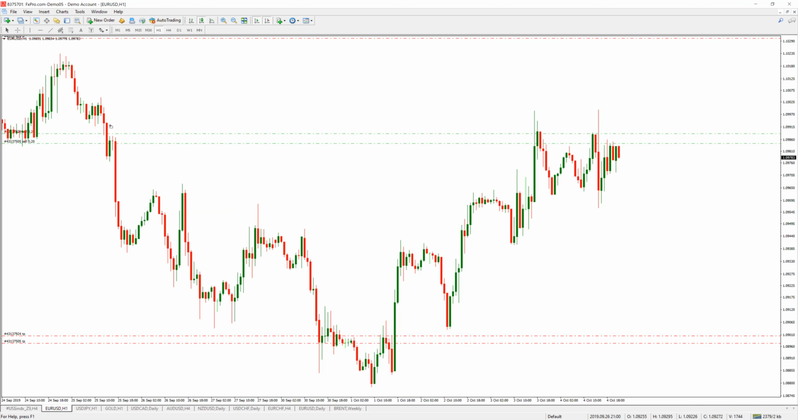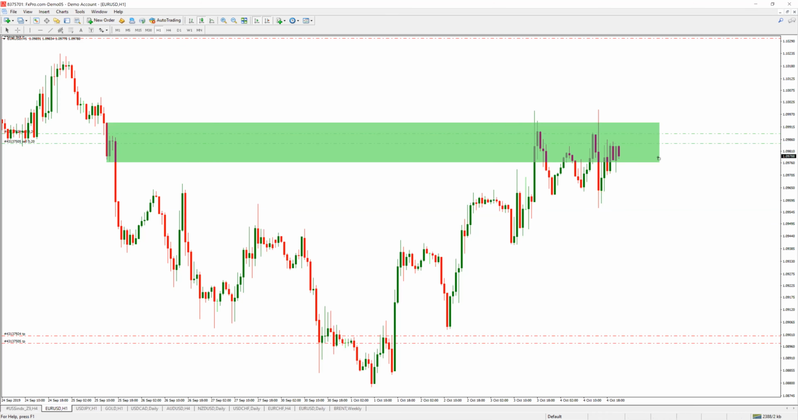Yes, I can see. Euro USD. You see, there is the demand zone, the supply zone. You've got the supply zone. It was spiked through the first time, market dropped. Spiked through the second time, market dropped.